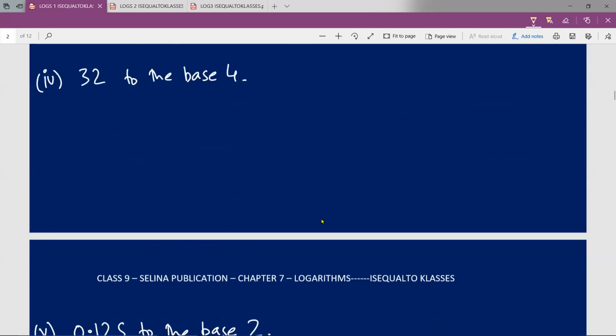Moving on to the fourth subpart, 32 to the base 4. Now again, after the phrase, the number is 4, so I'll write that in the subscript form. So over here, I'll write this in the logarithmic form. Log of 32 to the base 4, I'll write this in subscript, is equal to x. All the logs, as I've said before, if you have to find the logs, I'll assume that is x in all of these subparts.